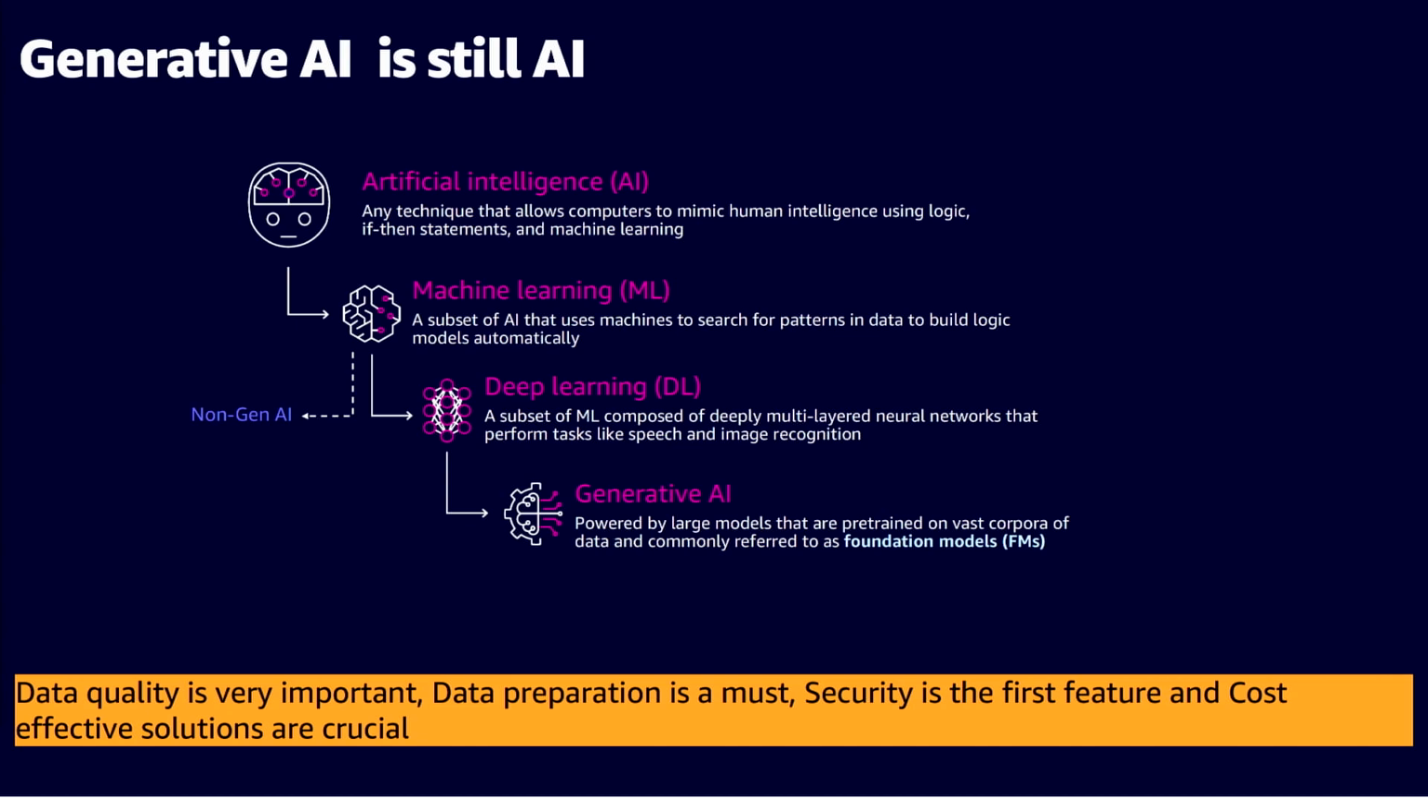So we need to prepare the data. We need to care about the quality. And as Laurent was mentioning, we need also to select the sources of data that we want to feed to our models. Otherwise, we will be bringing noise to the model. The third part is about security, and Laurent also touched base on that. So security is the first feature for Gen AI.